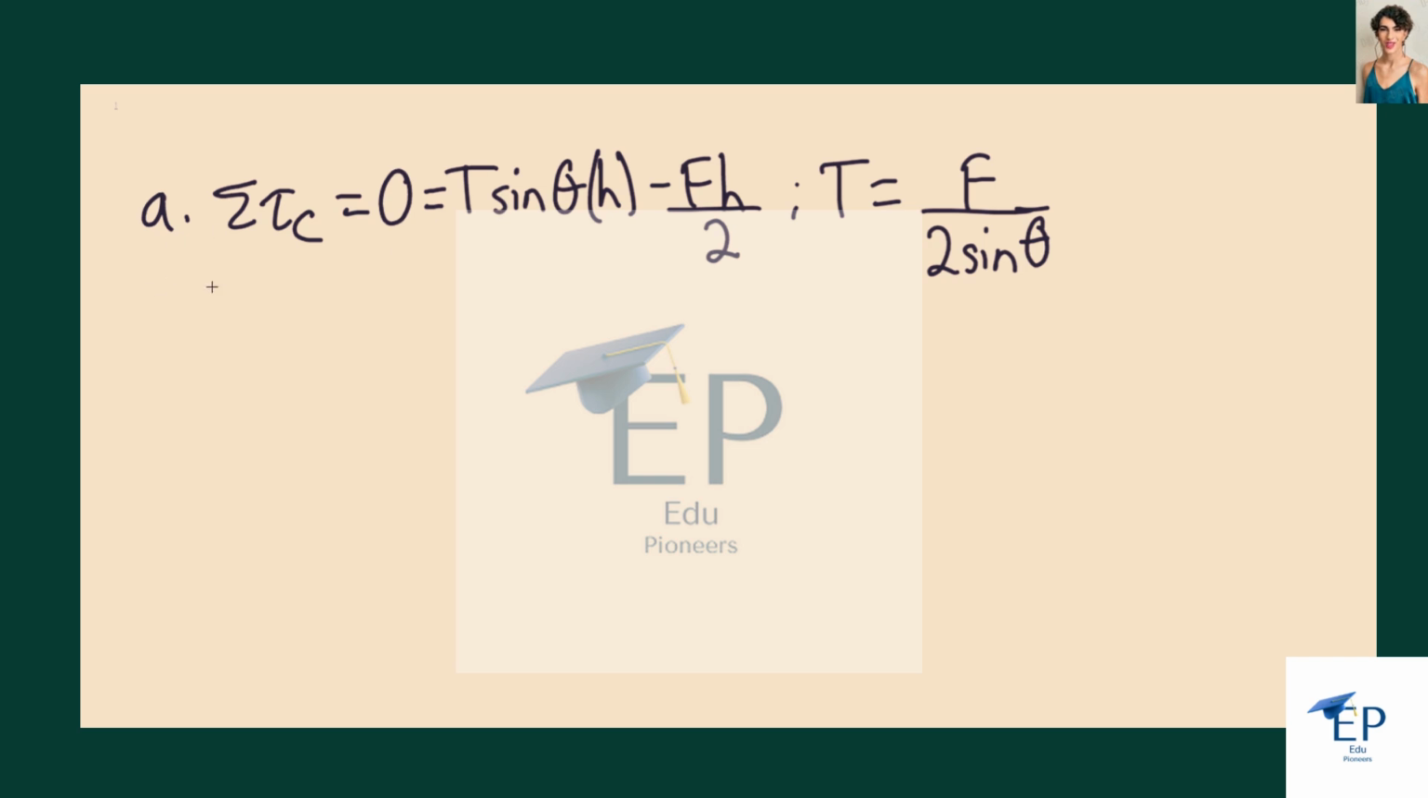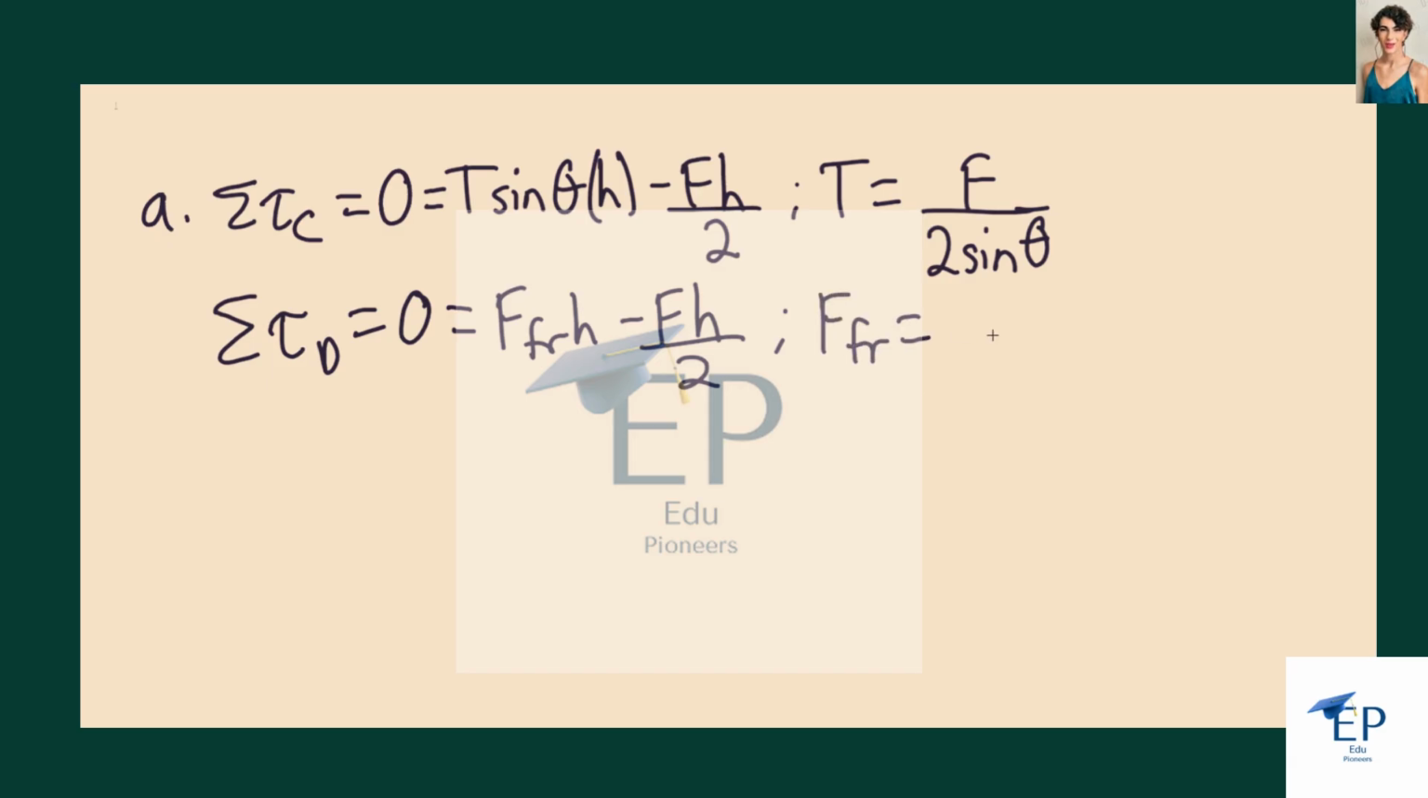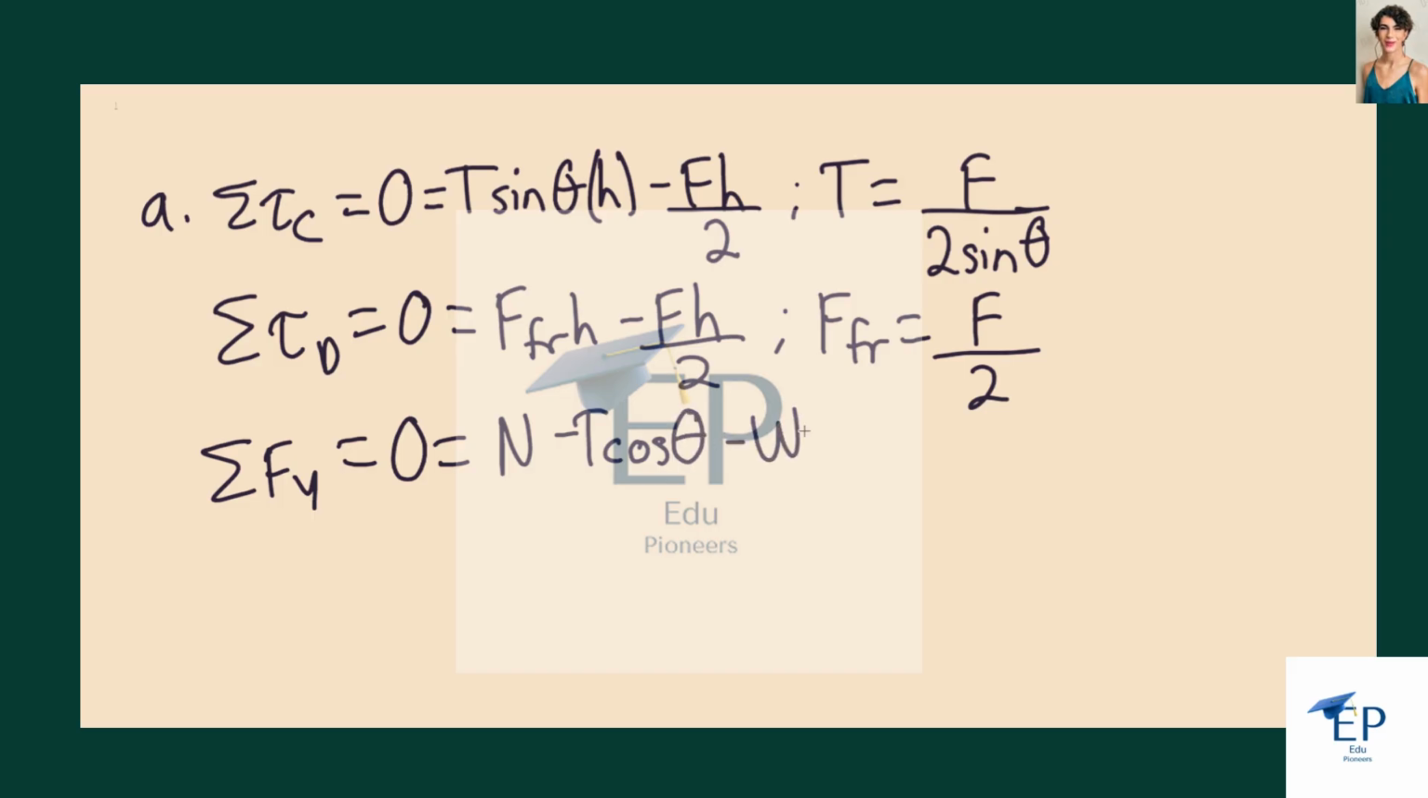So we can say that the net torque about point D is also 0. This is going to be equal to force of friction times H minus F times H over 2. Therefore, the force of friction is simply going to be equal to the force divided by 2. So we can say that the sum of forces in the y direction equals 0. This will equal the normal force minus T cosine of theta minus the weight. So we can say that N, the normal force, will be the weight plus the tension cosine of theta.